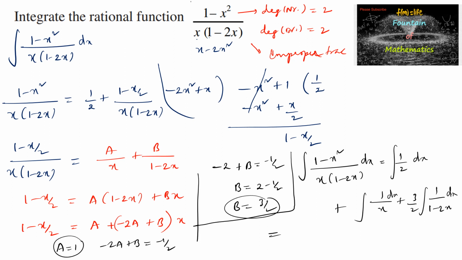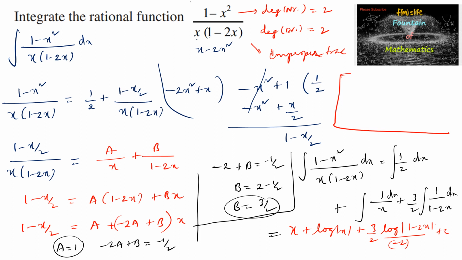So integration of 1 upon 2 dx is x, and integration of 1 upon x is log mod x, plus 3 upon 2 times integration of 1 upon (1 minus 2x), since the coefficient of x is negative 2. So we can write log mod of (1 minus 2x) divided by minus 2 plus c, or we can give the answer finally as x plus log mod x minus 3 upon 4 log mod of (1 minus 2x) plus c is the answer.